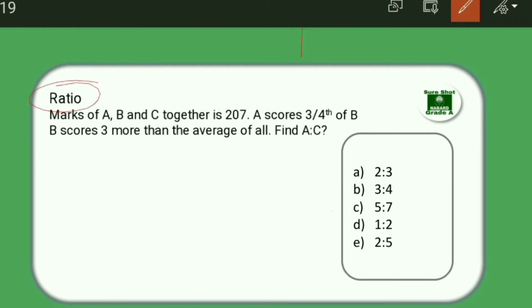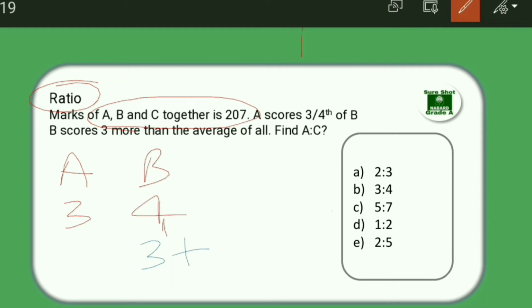Here is the next question, on ratio and proportion. The marks of A, B and C together is 207. A scores 3/4 of B, so the ratio of A to B would be 3:4. And B scores 3 more than the average of all. Average means sum divided by number. Here the sum is given as 207, and the number is 3.